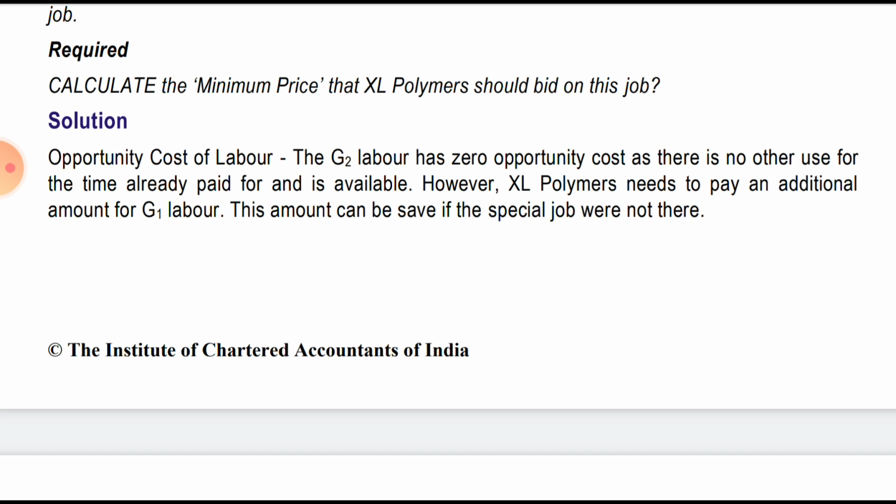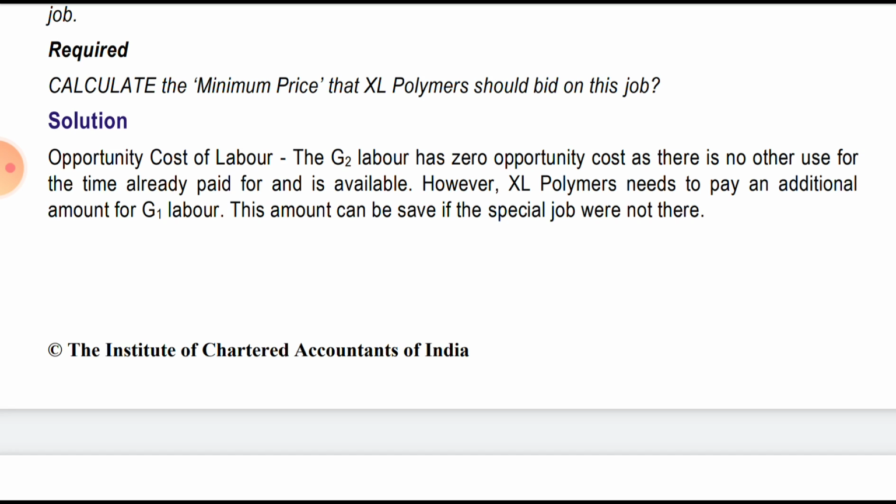Opportunity cost of labor. G2 labor has zero opportunity cost, as there is no other use for the time already paid for and available. So it is already paid for G2, and the resources can still be used in another project as well. So there is no opportunity cost for G2, but Excel Limited needs to pay an additional amount for G1 labor.